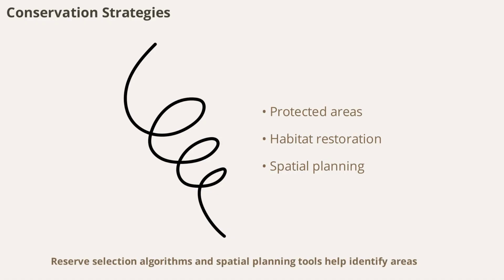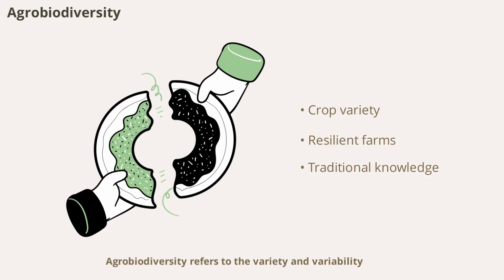Reserve selection algorithms and spatial planning tools help identify areas where conservation can maximize benefits for both nature and people. Agrobiodiversity refers to the variety and variability of living organisms that contribute to agriculture, including crops, livestock, soil organisms, and the knowledge associated with them. Maintaining agrobiodiversity enhances food security, resilience to pests and diseases, and adaptation to changing conditions. Traditional farming systems often harbor high levels of agrobiodiversity.